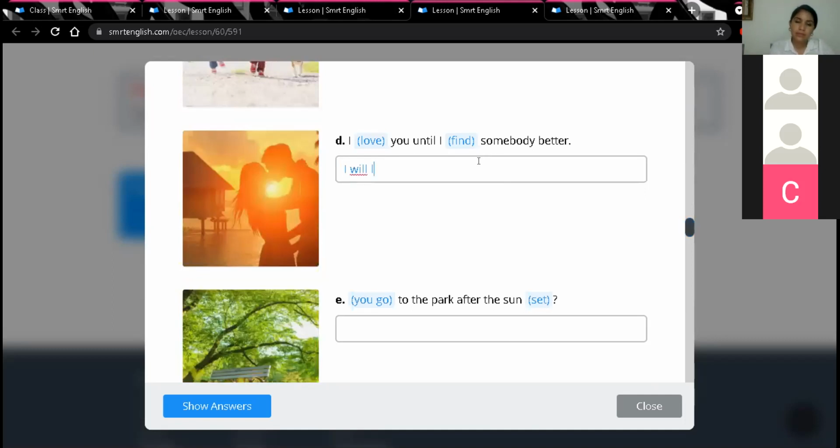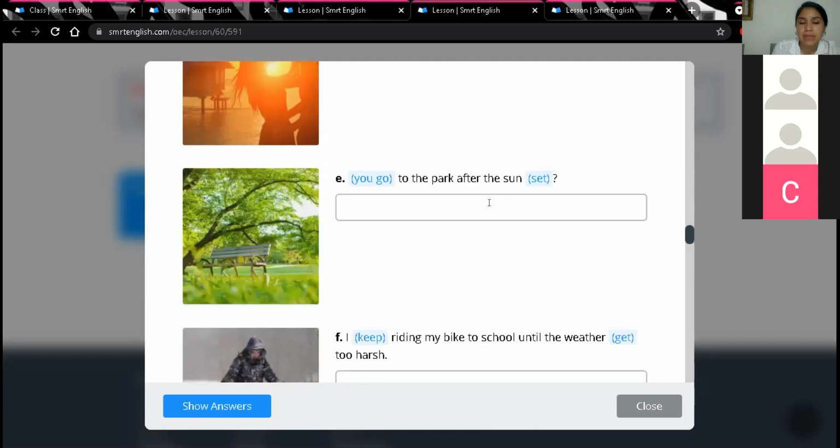I will love you until I find somebody better. Okay, that's a sentence. Good. Don't say it out loud, they're going to kick you out of the house. Okay, so here, first we're starting with the will part, and then we go with until, which is the one replacing if, and then it goes with the simple present.